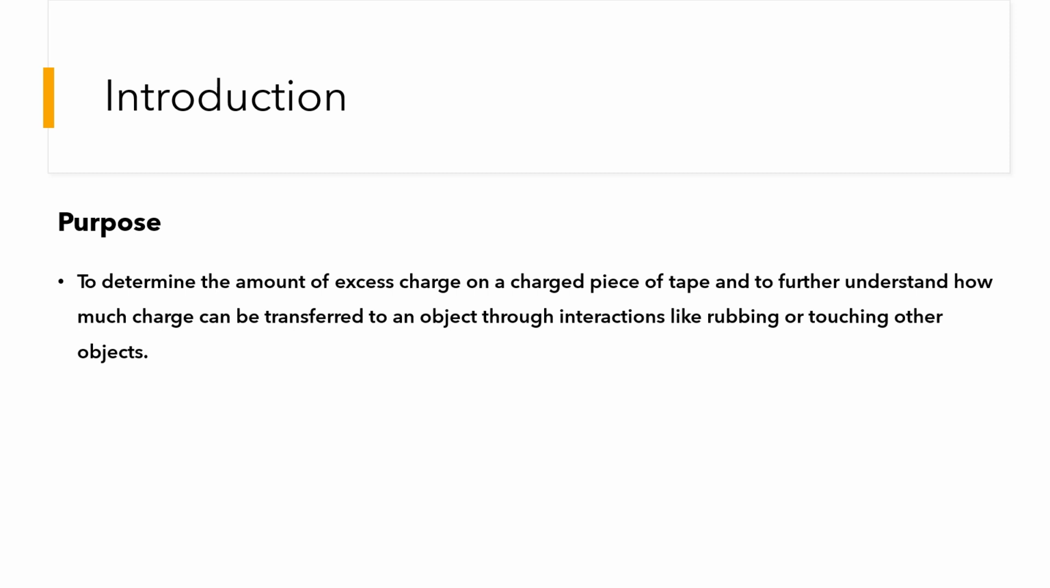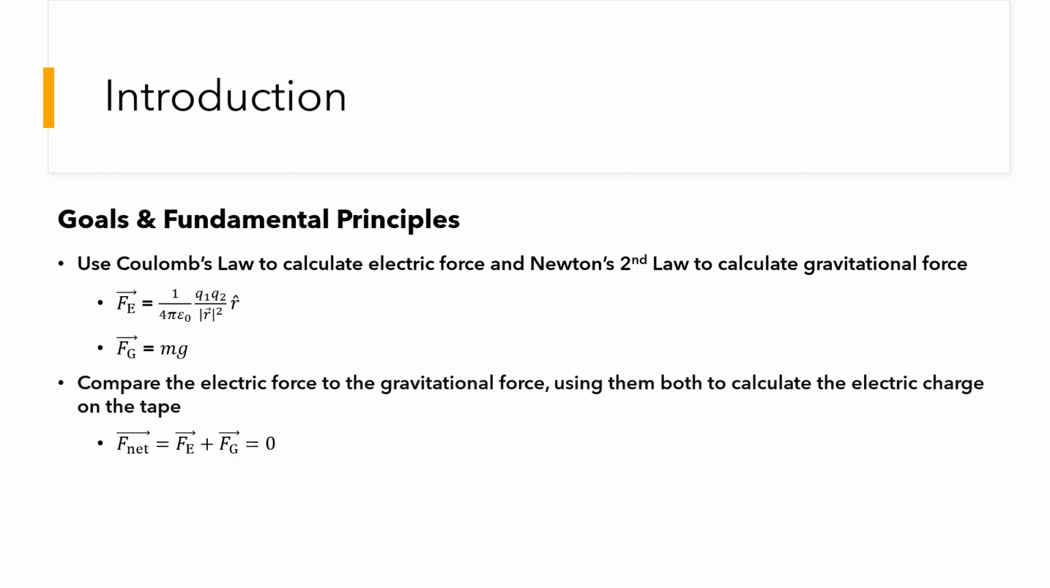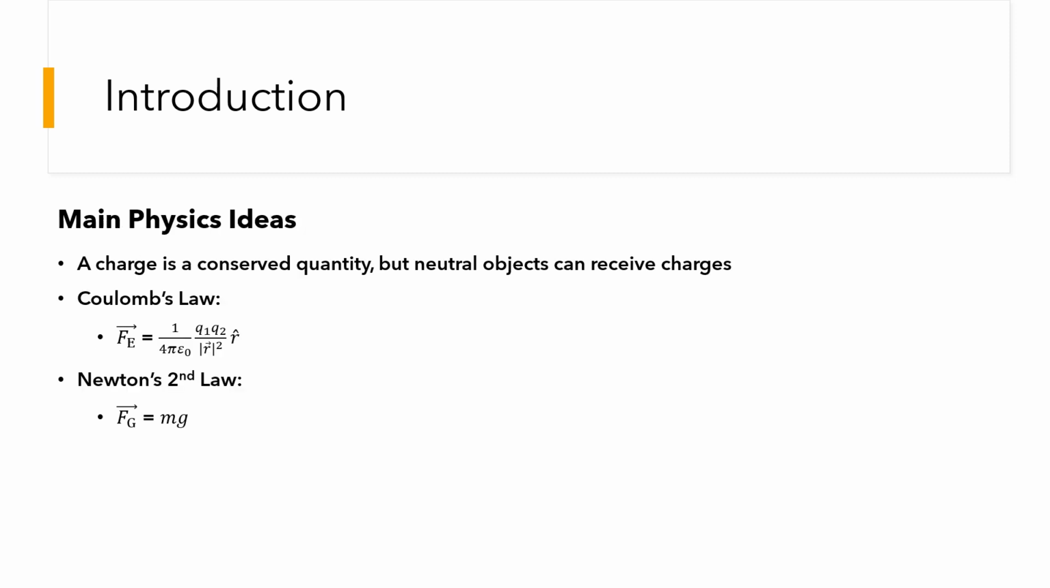The goals and fundamental principles of this lab are to use Coulomb's law to calculate electric force and Newton's second law to calculate gravitational force using the equation shown below, additionally comparing the electric force and the gravitational force to calculate the electric charge of the tape. The main physics concepts used in this lab are Coulomb's law and Newton's second law. It's also important to understand that neutral objects can receive charges even though a charge itself is a conserved quantity.